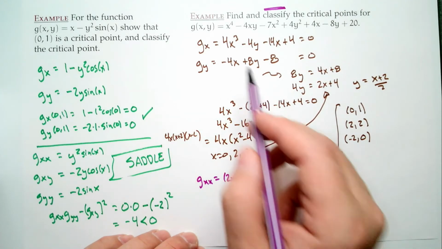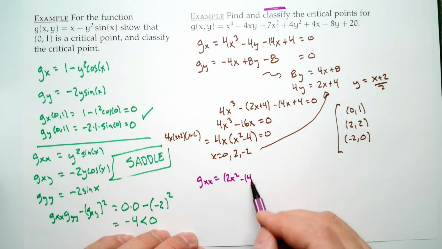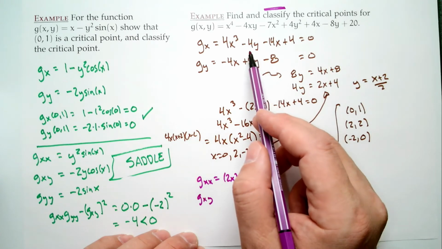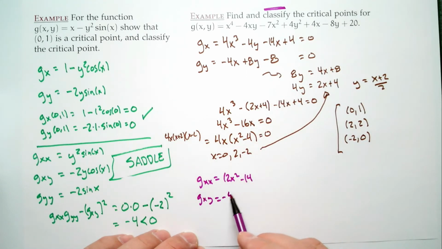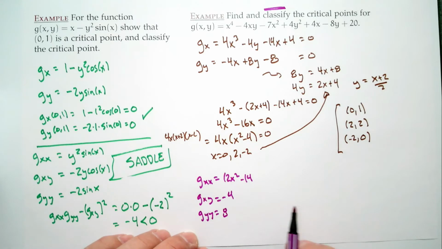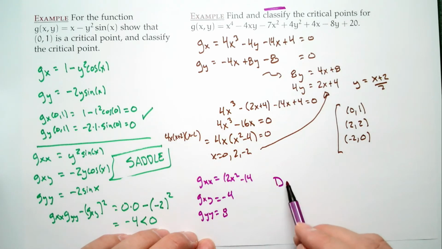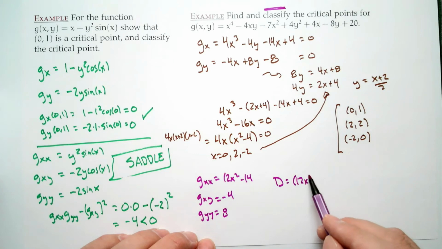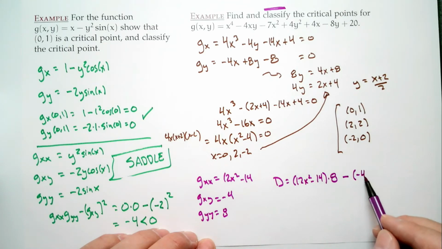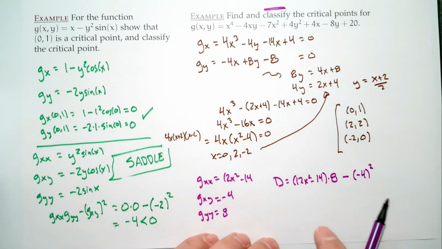12x squared minus 14. All right, what is gxy? Negative 4. What's gyy? 8. Okay, so we get that d is equal to 12x squared minus 14 times 8, subtract negative 4 squared, which is subtracting 16. So the nice thing is this only really depends on x.